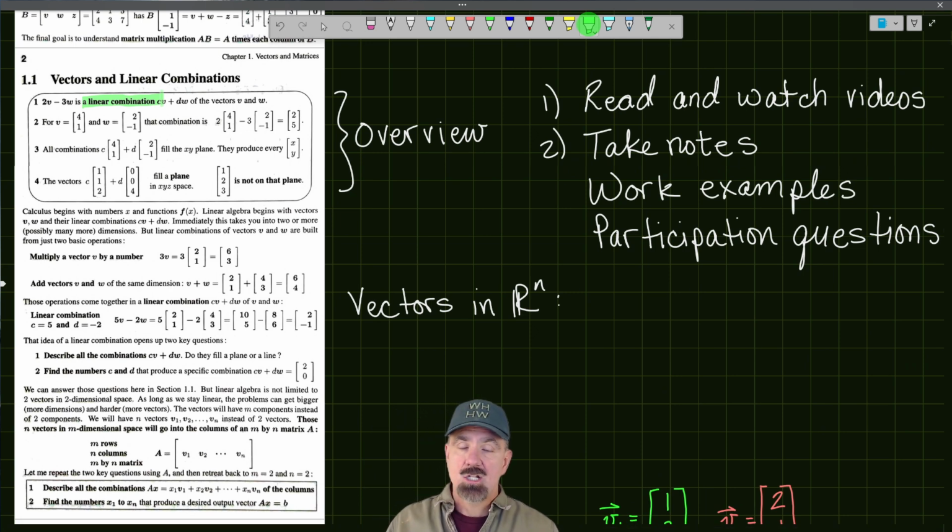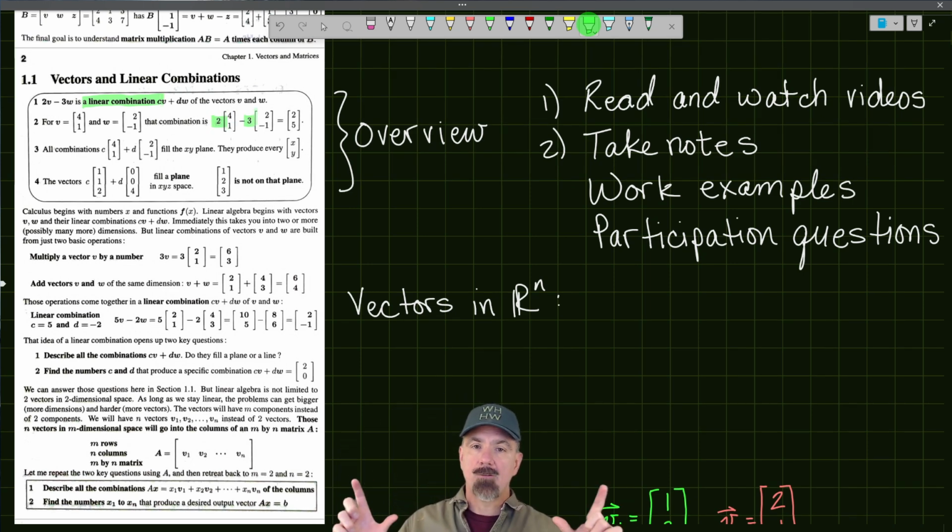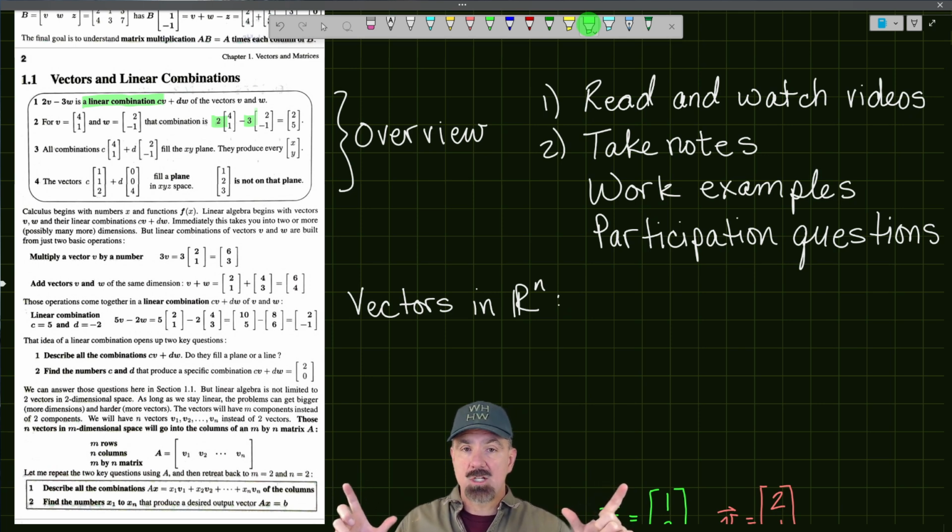And a linear combination is really built up of two things. We have scalar multiplication, where we take these things called vectors, which we'll expand on in just a minute, and we multiply them by scalars. And then the second operation is vector addition. We just grab two vectors and add them together. And that's what linear combinations are.